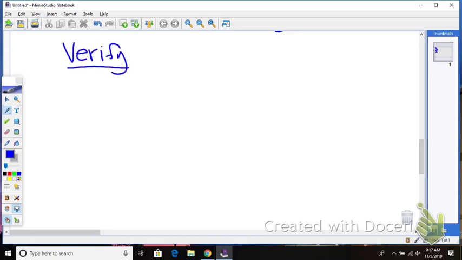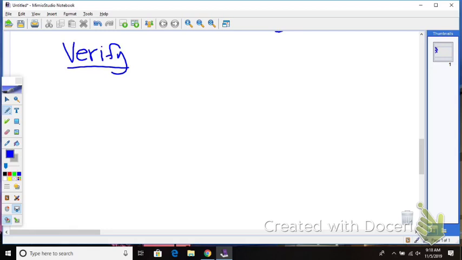So if I want to verify, verifying means I'm going to make sure that they're inverses. I'm going to give you two equations, and you're going to have to compose them, f of g of x, and see if it equals x, and then flip it around and go the other way, like you guys did on your homework yesterday. G of f of x. If both of these equal x, then they are inverses of each other.